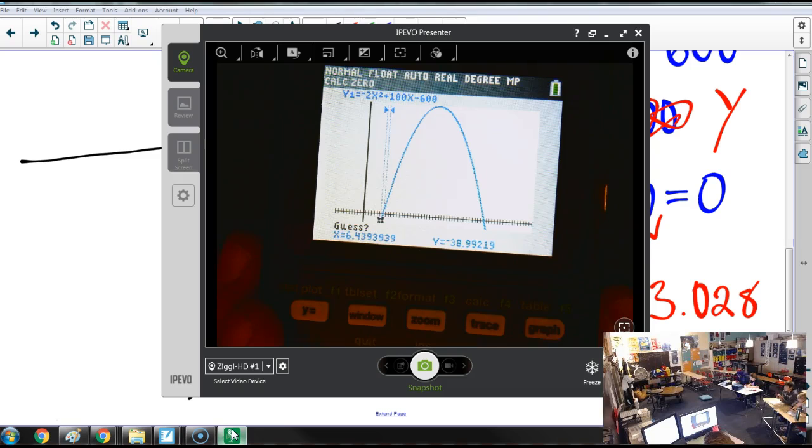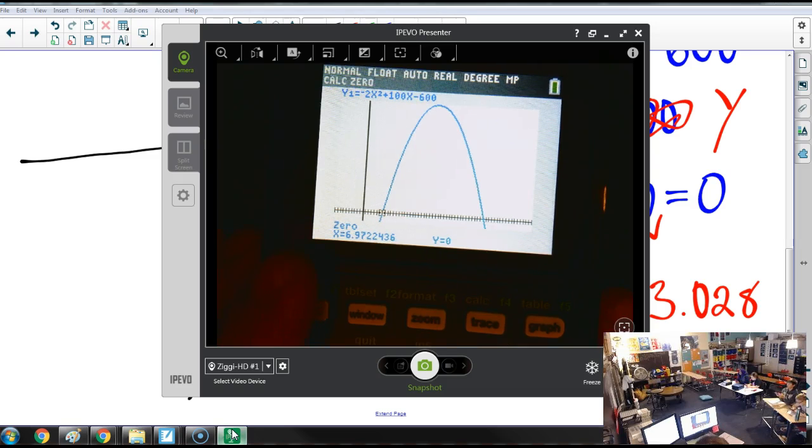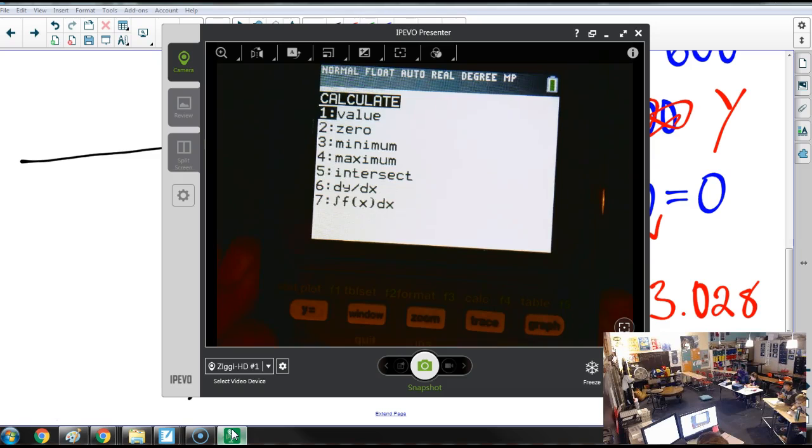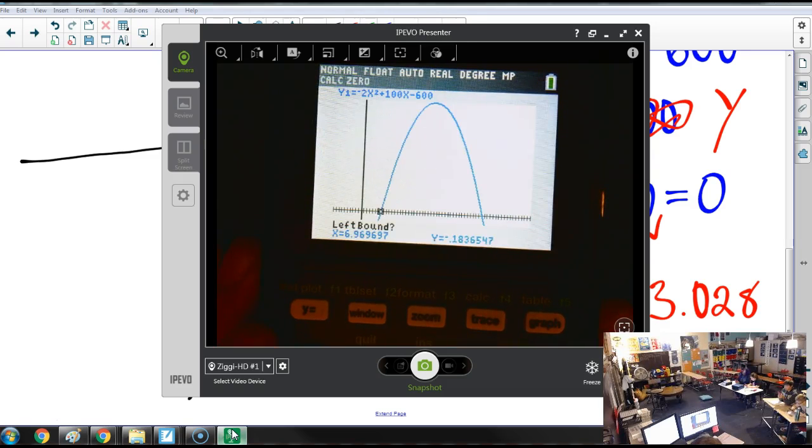So notice that is the left bound. That is the right bound. My guess is in between them. Oh, it gets me my 6.97. Hit second trace again. Hit 0 again. Scroll right.